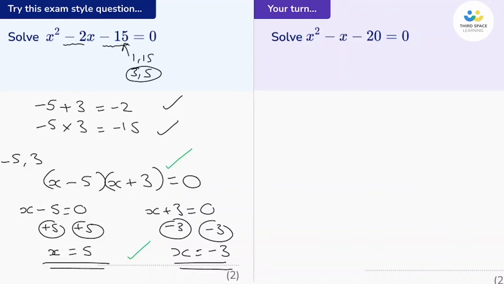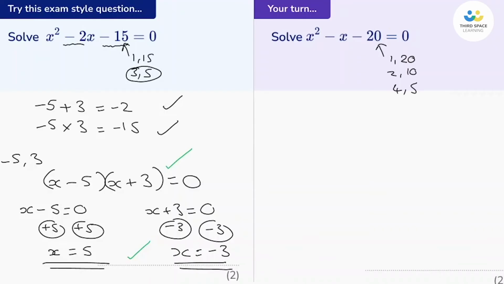Right, let's go through it. So it says solve this quadratic. So let's do it by factorising. So again, let's start by writing the factors of this n number, 20. So it's going to be 1 and 20, 2 and 10, and 4 and 5.